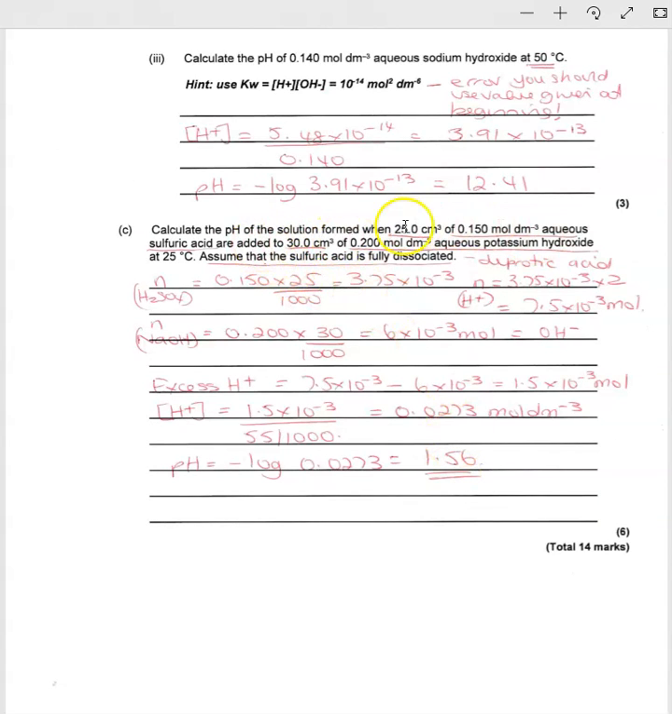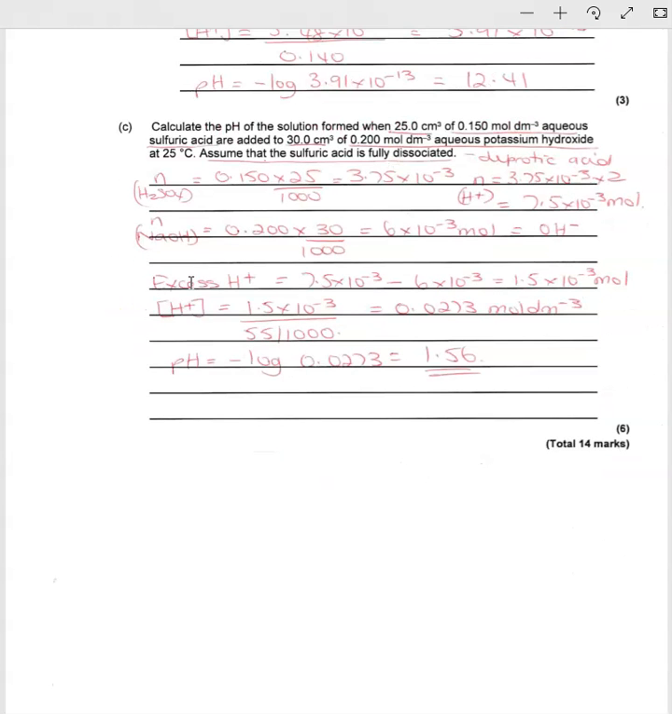pH of solution when we add sulfuric acid and potassium hydroxide, which again is a strong base, a strong alkali, at 25 degrees C. Assume that the sulfuric acid is fully dissociated, so we can assume that those 2 hydrogen ions will be fully dissociated. So first things first, it's very similar to the calculation we did in the previous question. Number of moles of acid, which works out at that, but of course number of moles of H+ in this instance will be times 2. We've got twice as many moles of H+ as we have moles of acid.